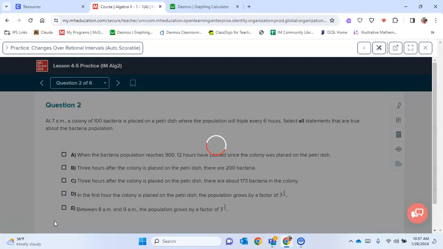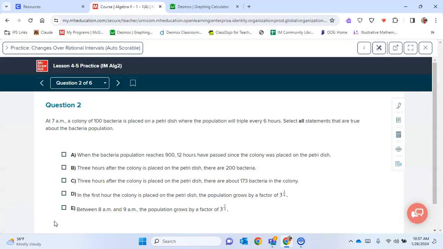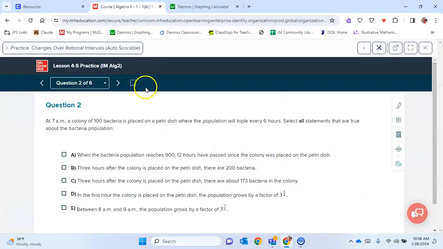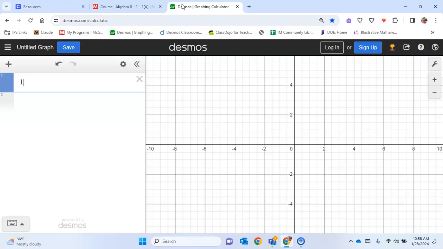Question 2. At 7 a.m., a colony of 100 bacteria is placed on a petri dish where the population will triple every 6 hours. Select all statements that are true about the bacteria population. When the bacteria population reaches 900, 12 hours have passed since the colony was placed on the petri dish. All right, so it begins with 100 bacteria. It triples, that's the factor, every 6 hours, so that's the 1/6 power.